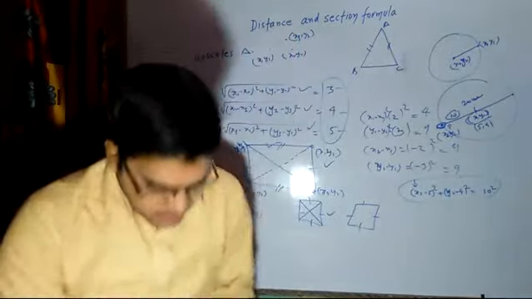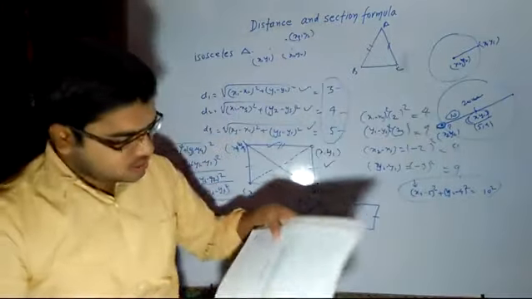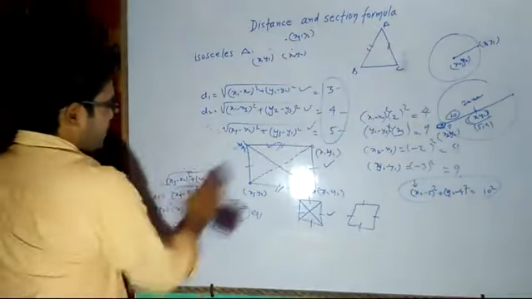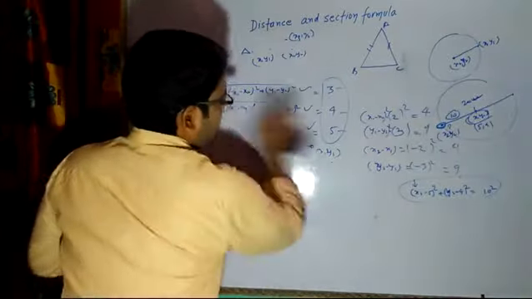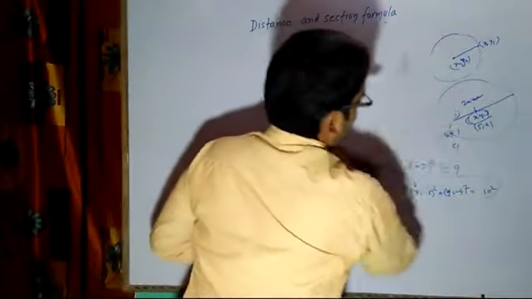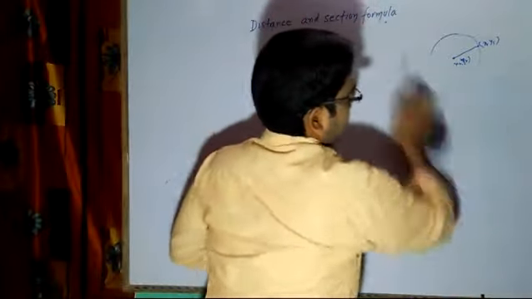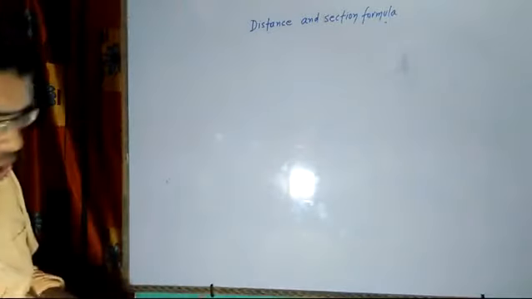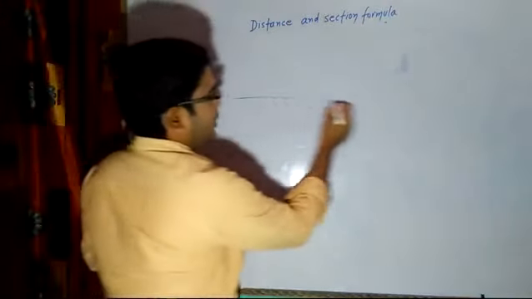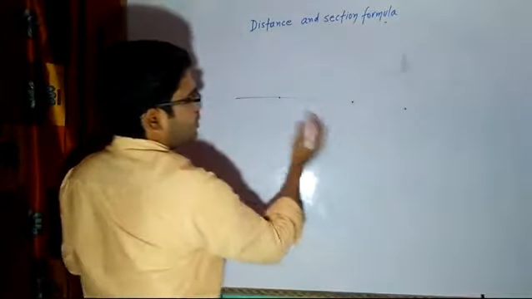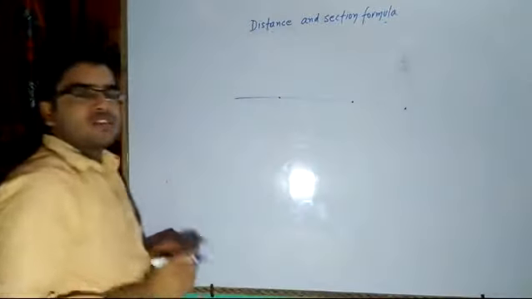Now to understand one more thing, that is collinearity. What is collinearity? Whenever we have 3 or more points, and all the points are lying on a straight line, then those points are said to be collinear. Suppose I have a straight line, now one point is lying here, another point is lying here, another point is lying here, then all these 3 points will be called collinear.